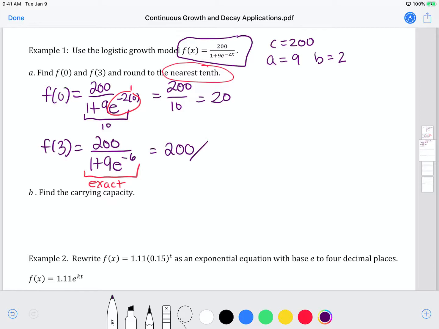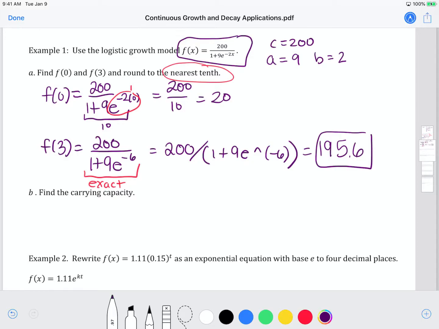You do 200 divided by, and then you put parentheses around everything. You raise it to the power of negative 6. That's how you want to put it in on your calculator. And make sure you use the negative and not the minus for that negative 6, because otherwise you'll get an error message. When you put that in on your calculator, it says round to the nearest tenth, so that means 1 decimal place. So I have 195.6. So this would be f of 3.